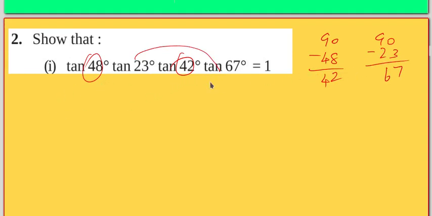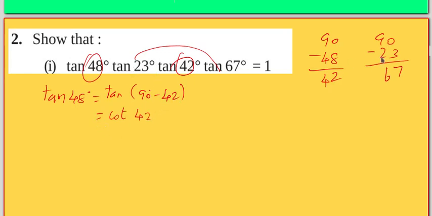If they are complementary angles, we will get the result in terms of cot. Tan of 90 minus theta is cot theta. So tan 48 degrees, how can we write it? This becomes tan of 90 minus 42, because from 90 if we subtract 42 we get 48. Tan of 90 minus theta is cot theta, so cot 42 degrees.